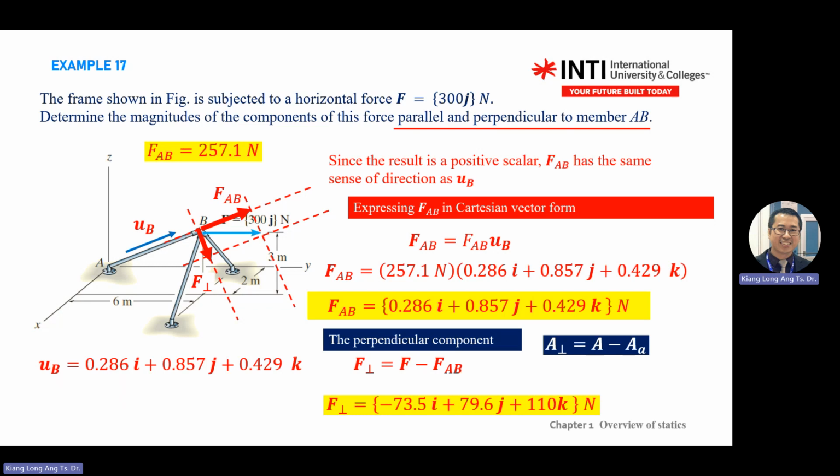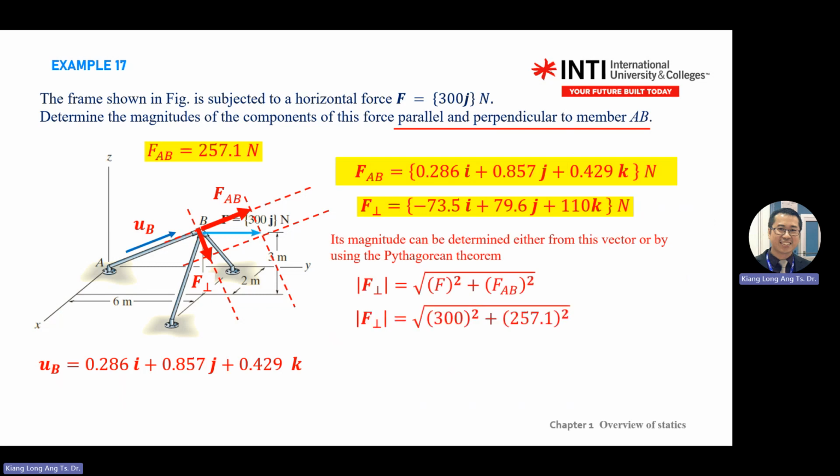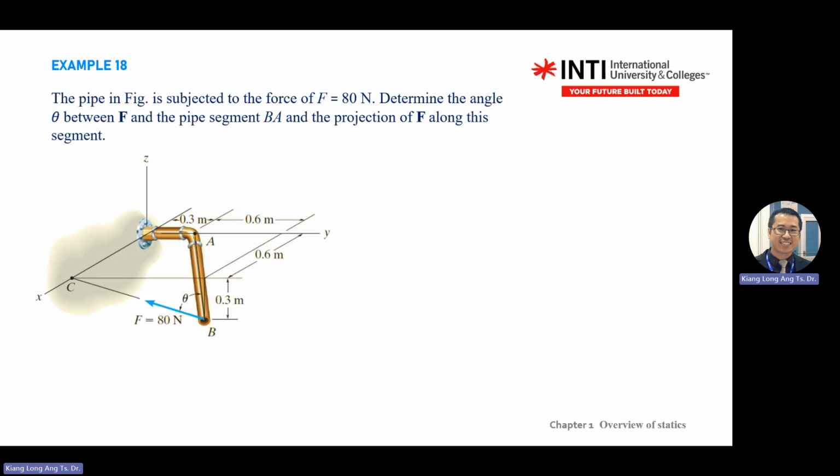So also equal, resultant F equal to F_AB plus F perpendicular. So F perpendicular equal F minus F_AB. So you take the F minus F_AB, you get this answer. Okay. So the rest is Pythagoras, find the magnitude, and so on. Okay, example 18.